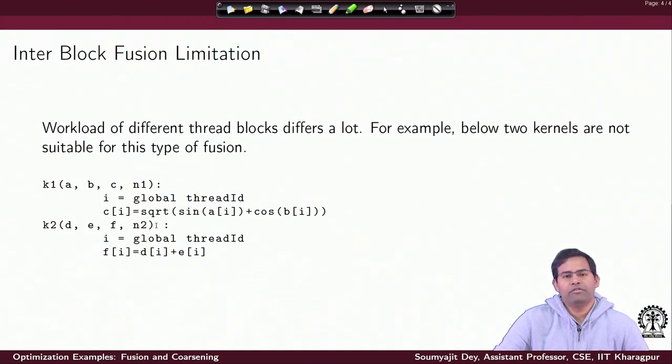Due to this absence of workload balancing, they are not good candidates for fusion, because fusing them I do not gain in terms of concurrent execution of the kernels. Because one kernel finishes much faster, while the other kernel's blocks are still executing, there is not much concurrency.